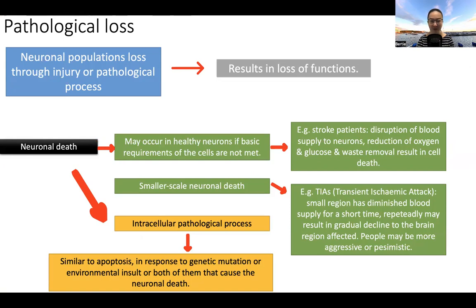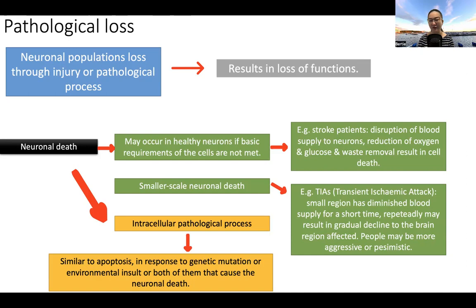Neuronal death may occur in healthy neurons if the basic requirements of the cells are not met, or it also involves an intracellular pathological process. Let's talk about healthy neurons. Neuronal death happens in healthy neurons if basic requirements of the cells are not met. For example, in stroke patients, disruption of blood supply to neurons, reduction of oxygen and glucose, and waste removal result in cell death.